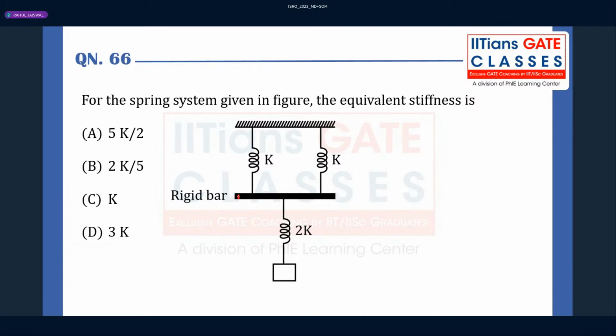A rigid bar is there, as you can see. See, this spring and this spring. Spring number one, spring number two, spring number three. Spring number one and two, they are connected in what? Parallel combination. What is the equivalent stiffness?